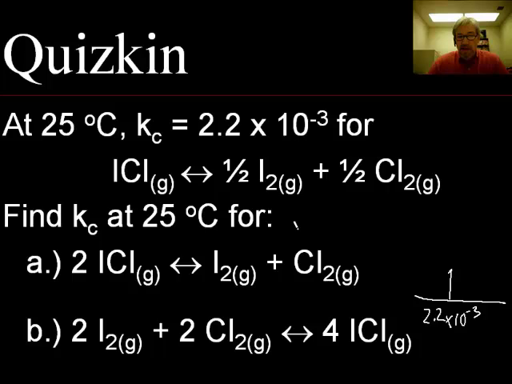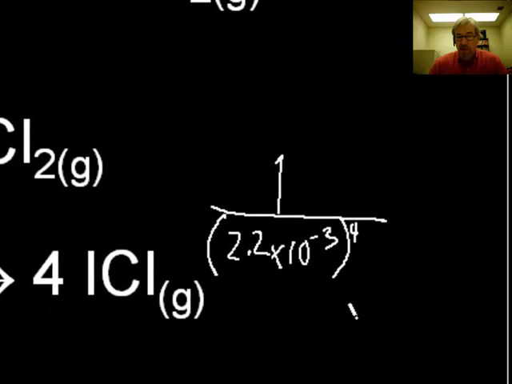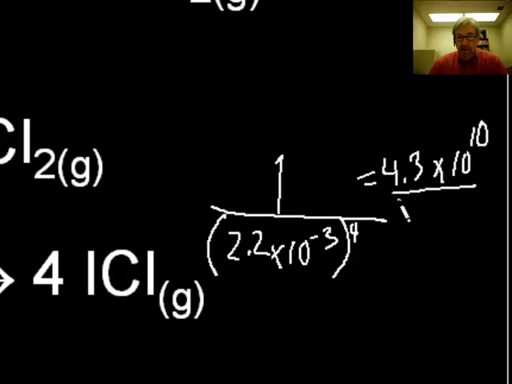So this is 1 over 2.2 times 10 to the minus third raised to the 4th power, because the coefficients have been quadrupled. The reciprocal is taken because, remember, we flipped the reaction around. So when you do all this arithmetic, you come up with 4.3 times 10 to the 10th.